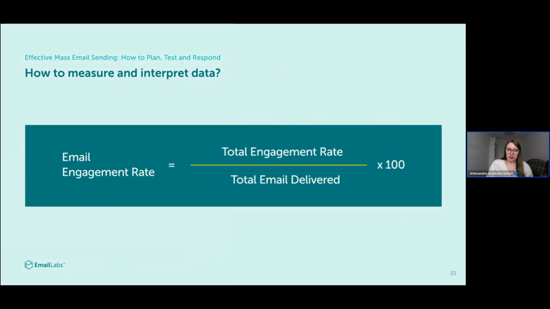And other than that, you can measure and interpret data by measuring the engagement in another way. But first, you will have to choose what engagement you want to measure. It can be clicking on a specific call to action button. It can be more subscribers to some program or newsletter. It can be more registers to a webinar, for example. And then you can measure a percentage by dividing it by all of the delivered emails, the ones that received an OK status, times 100.